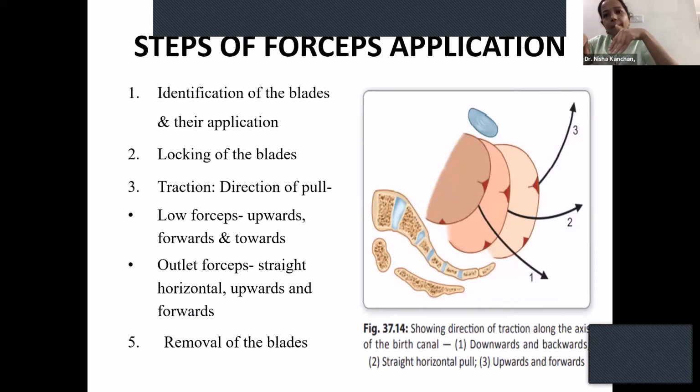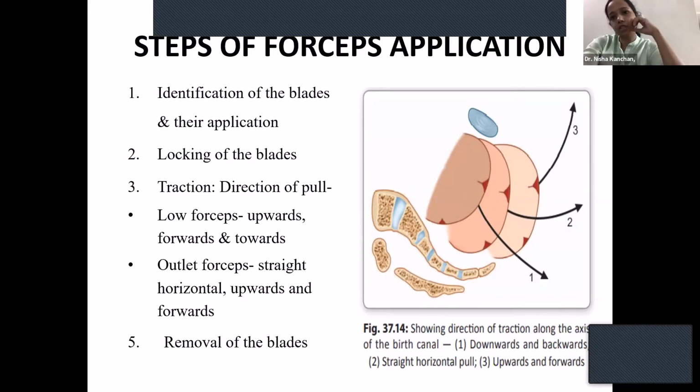After that, you apply the blades. I will show you later how to apply. Then you lock the blades and pull. The direction of pull should always follow the curve of Carus. So in low forceps, the head is slightly higher. So you pull it downwards and then forwards, and then you pull it upwards.